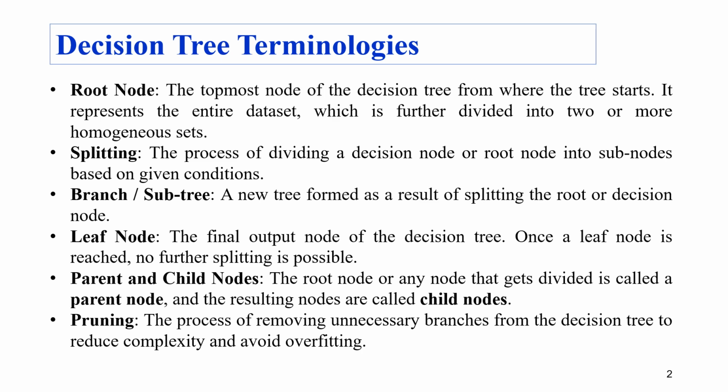Leaf node: the final output node of the decision tree is called a leaf node. Parent and child node: the root node or any node that gets divided is called a parent node, and the resultant node is called a child node. Pruning: the process of removing unnecessary branches from the decision tree to reduce the complexity and avoid overfitting is called pruning.